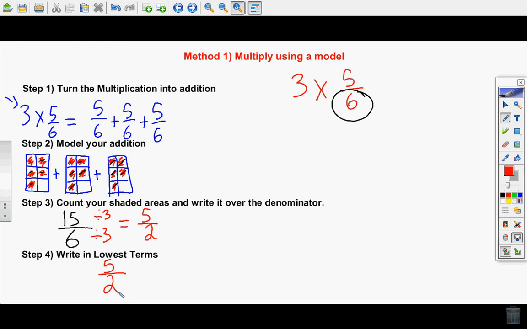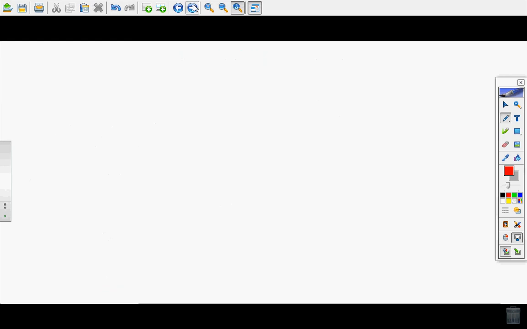I want you to try one example here on your own, though, using method 1. I'd like you to try out this question: 2 times 5 over 6. Use method number 1, using modeling, to please solve that. You can pause it here if you like, and then unpause it when you're done, and we can keep going with this question. Alright, hopefully we're good to go.